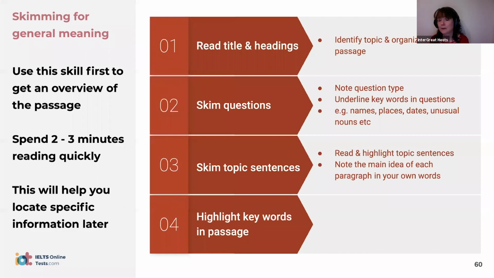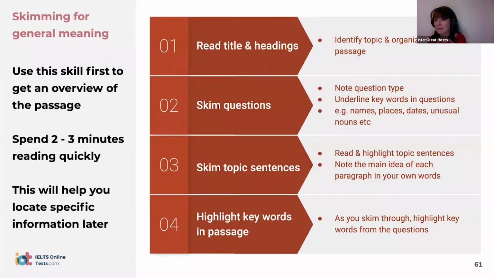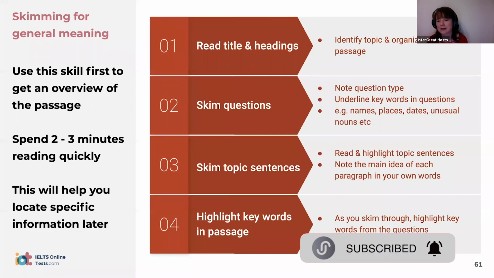And as you're skimming through, if there are some keywords which really stand out, again, those would be things like the dates or the names, then you can just highlight those very, very quickly. And again, it will help you to find the right place as quickly as you can, okay? Because speed, getting to the right place as quickly as you can, is one of the key things in the reading passage, okay?